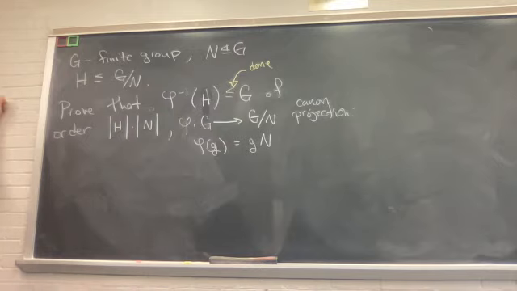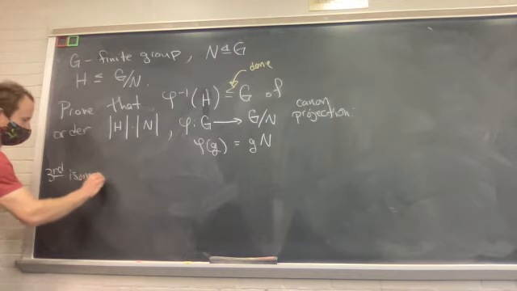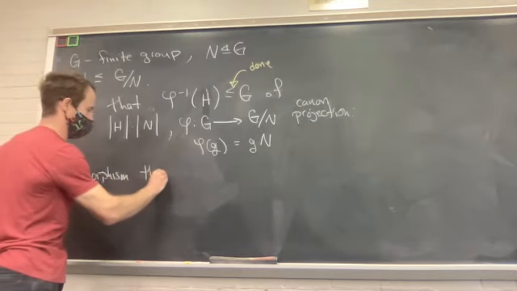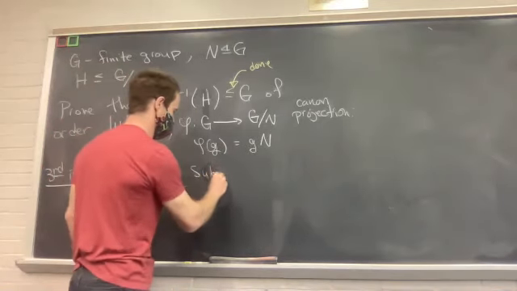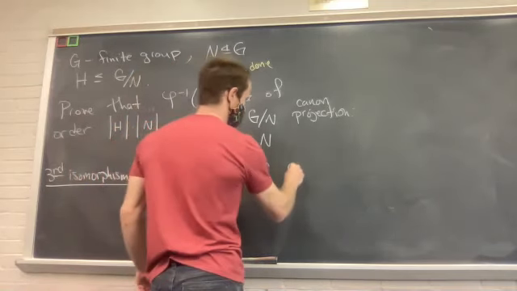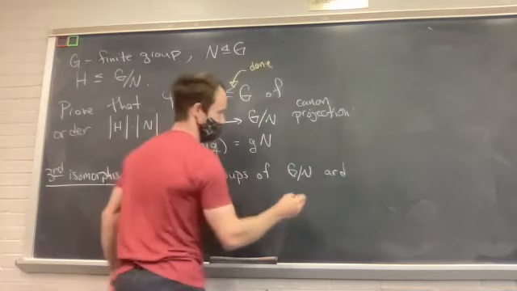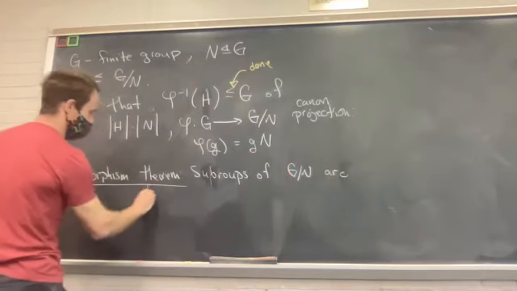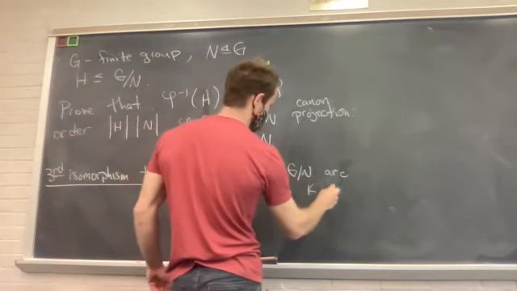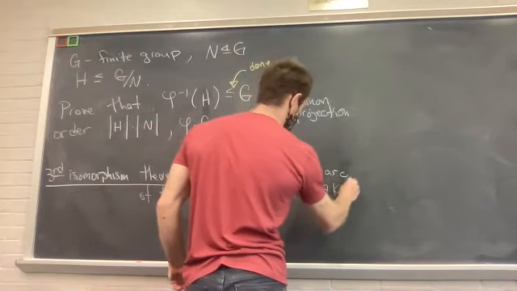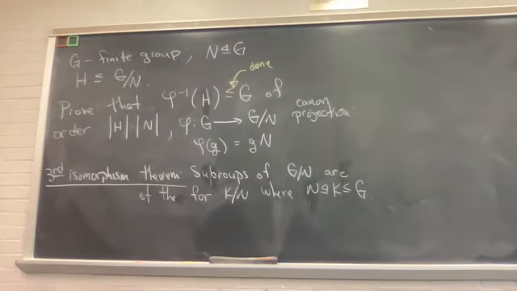But there's a lucky thing here, and that is, by the second or third isomorphism theorem, so I think it's the third isomorphism theorem, it says this: subgroups of G mod N are of the form K mod N, where N is normal in K, which is a subgroup of G. So K lives between G and N. Okay, so that's the third isomorphism theorem.